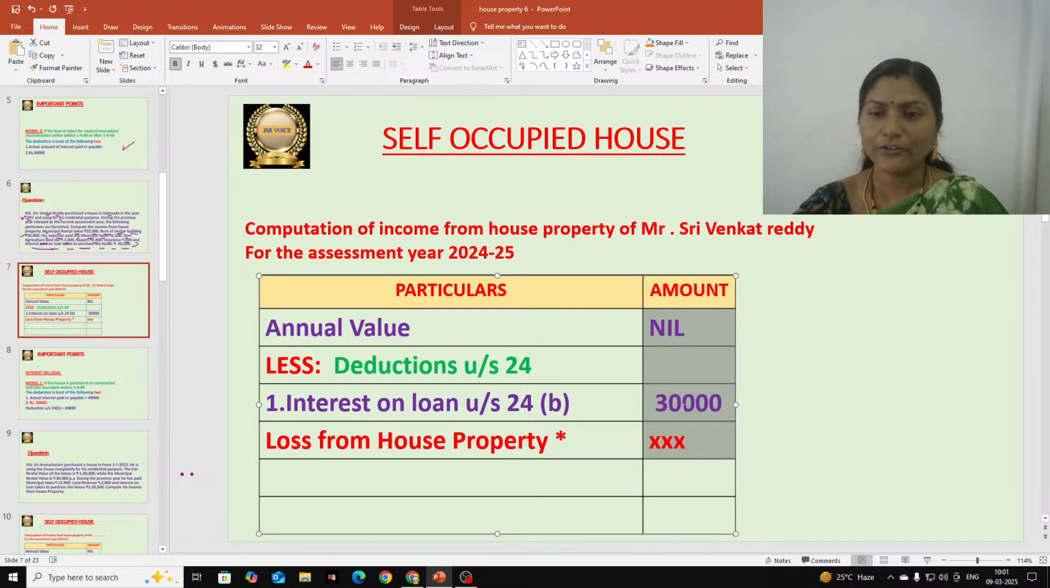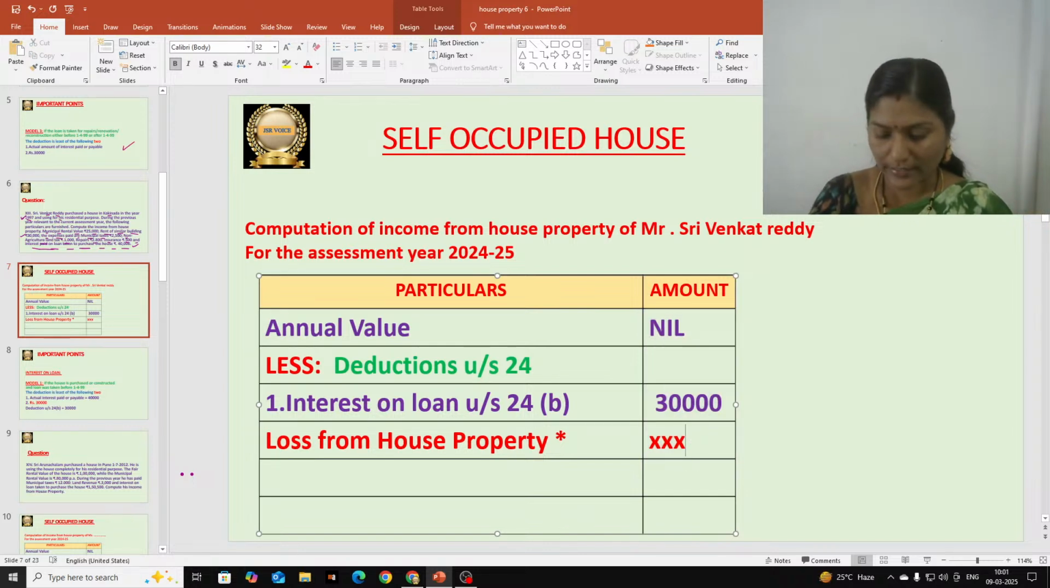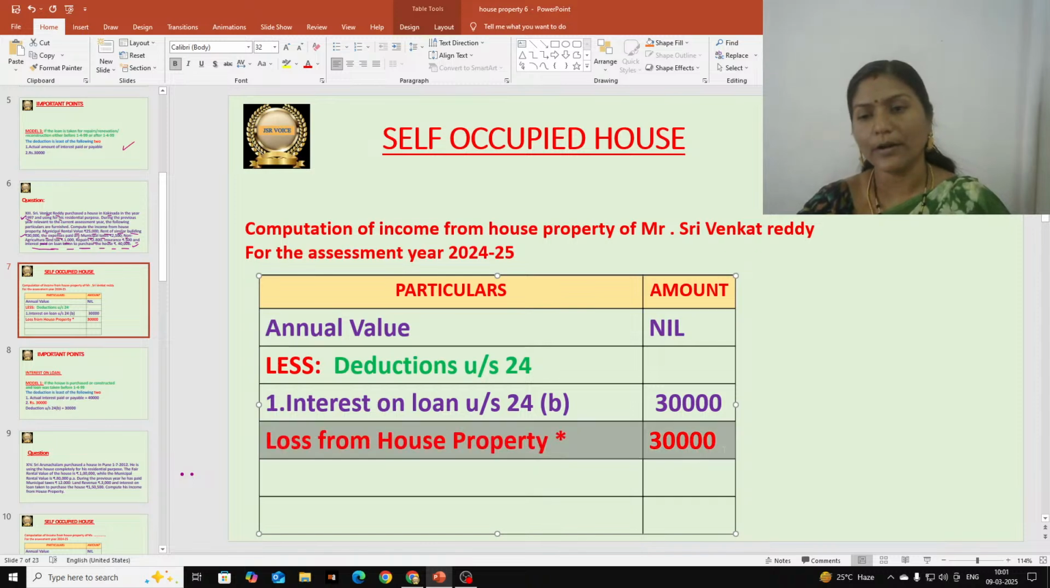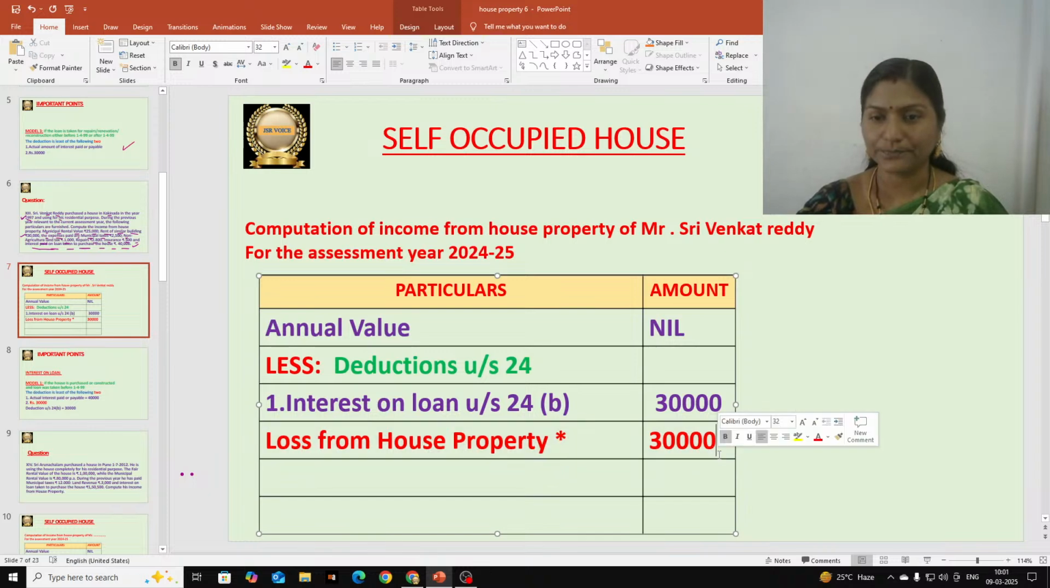So this is what you will get. Now from nil, if you deduct 30,000, how much you are going to get? Minus 30,000 actually, but you should not write minus. So 30,000, and we should name it as what? Loss from house property, that is 30,000. This is the answer for this question. So we are getting loss from house property. This is how we calculate this.